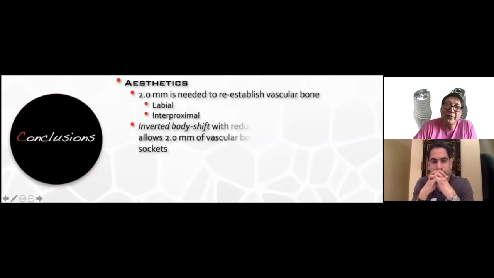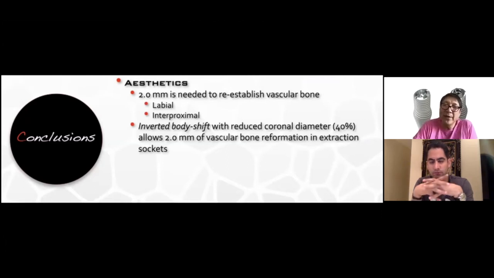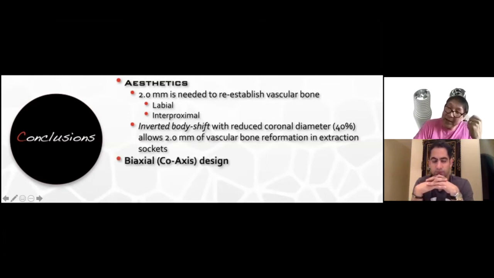And the inverted body shift or inverted implant, we believe in its design. It was specifically designed for this, because the coronal diameter length is roughly 40%. So we've not just reduced the coronal 1 millimeter, it's roughly anywhere from, say, 4.5 to, say, 6 millimeters, depending upon the length of the implant. We've had a significant reduction that allows the 2 millimeters of vascular bone reformation in extraction sockets, where we're usually struggling for gap distance. Like I said, the dance between diameter and stability, that's always the key.